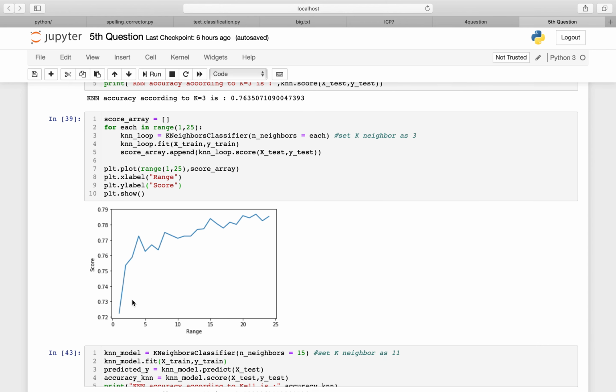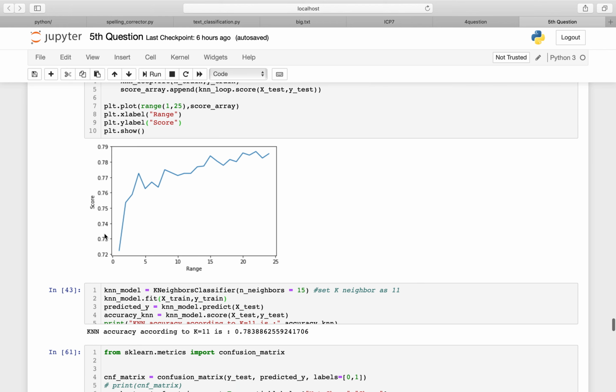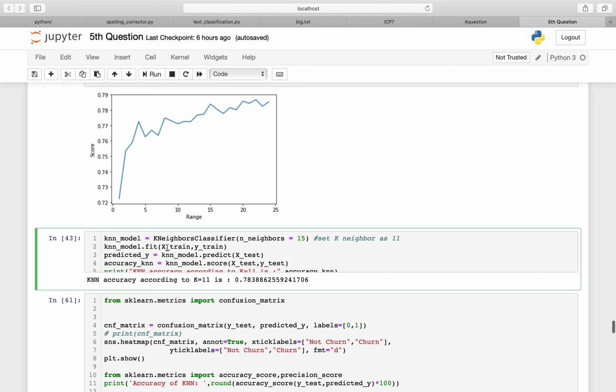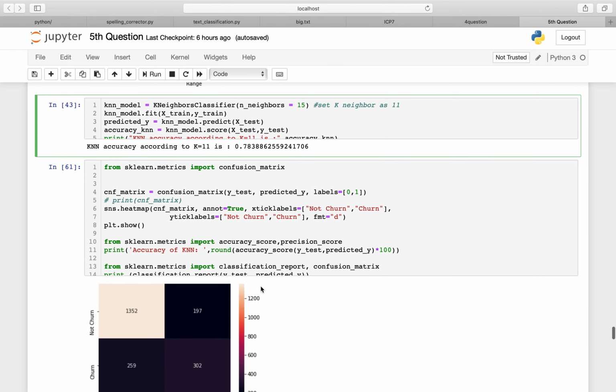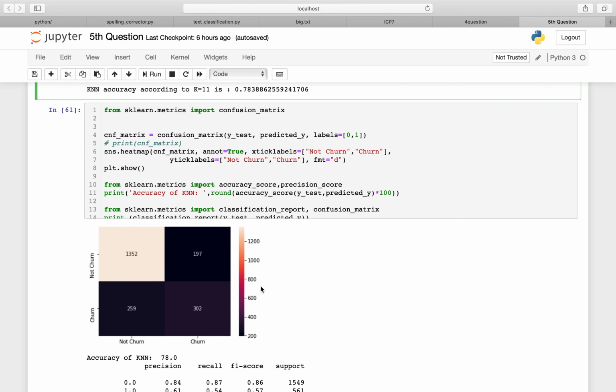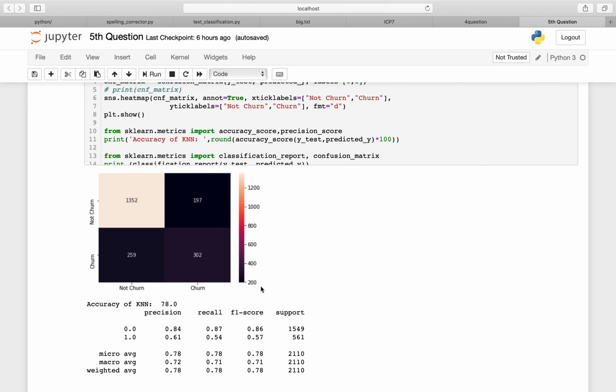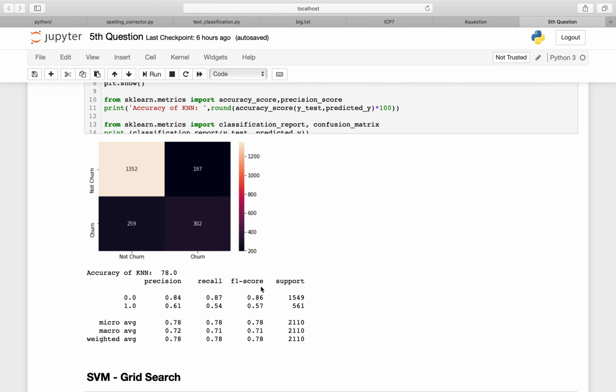I've seen that when K is above 15, it has a good score. On the y-axis is the score and the x-axis are the ranges. So here I have taken K as 15 and initialized with n neighbors as 15, fitted it and predicted with unseen data, and I got a KNN accuracy of 78%. As it's a classification problem at hand, I have used a confusion matrix to verify the accuracy. The same thing, I got 78%, and precision and recall, which is at a more detailed level.